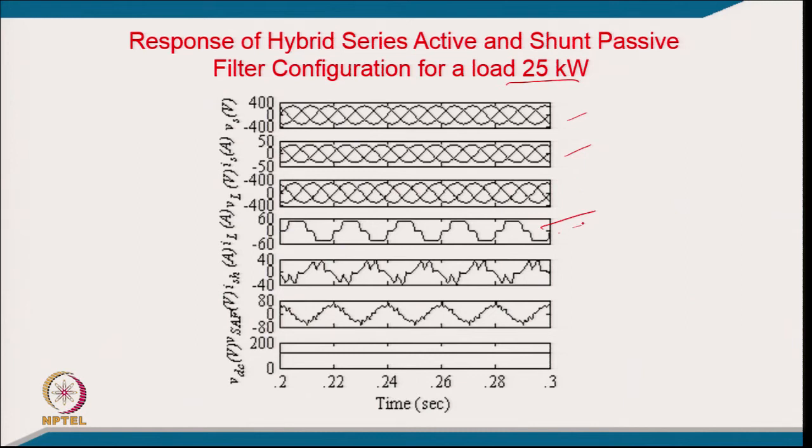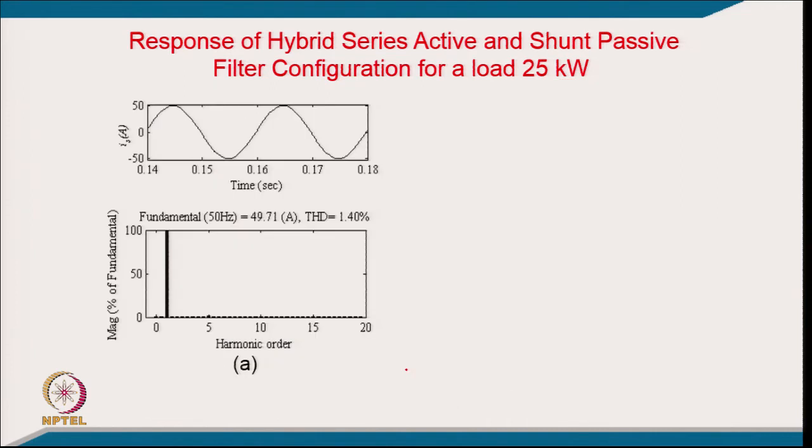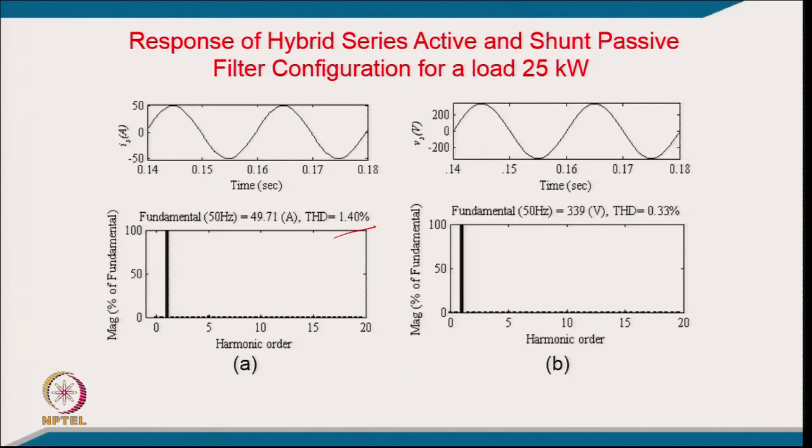And this is the load current, which is not disturbed, and this is the passive shunt filter current, and this is a small series active filter voltage. You can see the very small voltage we are injecting in series with the line, forcing virtually the entire current into the passive shunt filter, whatever harmonics are generated by this load. And this is the DC link voltage for providing the self supporting DC bus. And you can see the performance: the THD of the grid current is reduced to 1.4%, and the THD of the PCC voltage is also 0.33%.